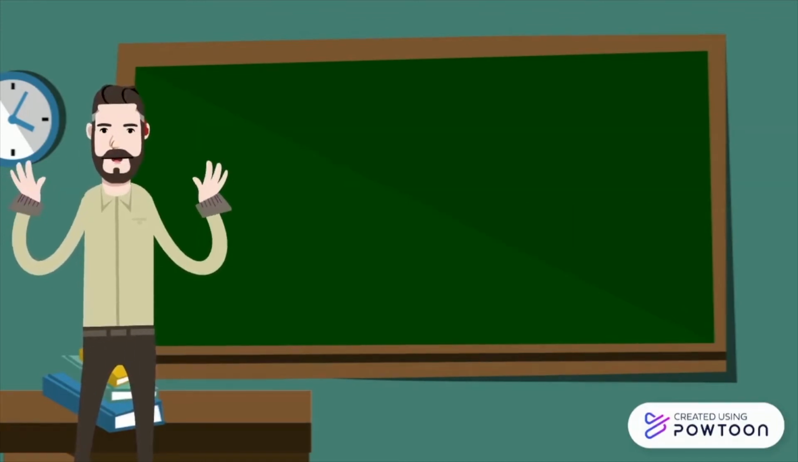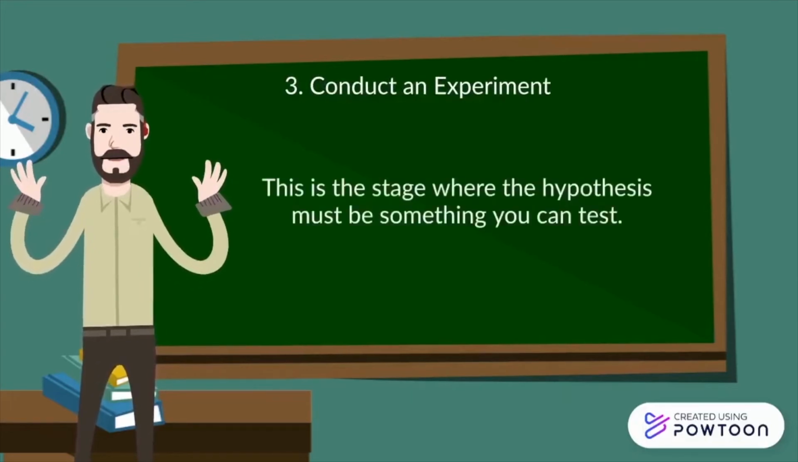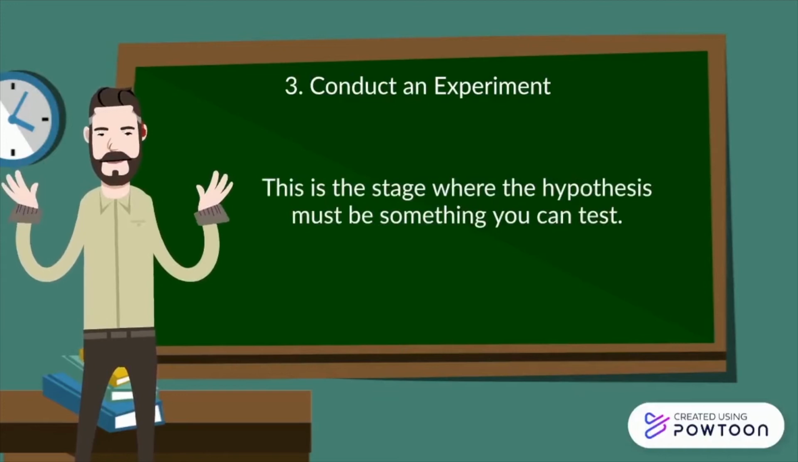Number 3. Conduct an experiment. This is the stage where the hypothesis must be something you can test.